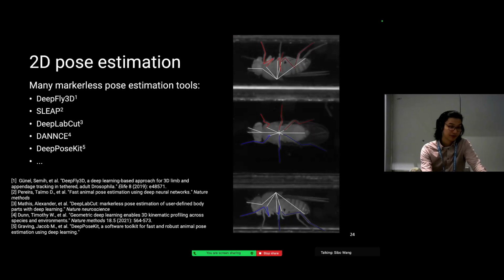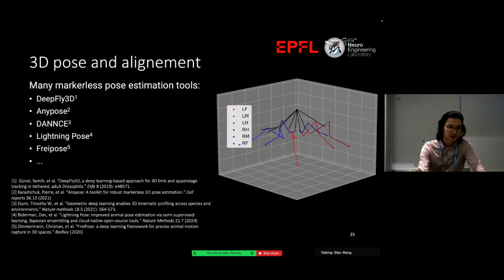Each step is kind of independent of each other. So for example, with 2D pose estimation, there are a lot of great tools nowadays to accomplish this. A few years ago, a former PhD student in Pavan's lab developed DeepFly3D. There's also more general things like SLEAP or DeepLabCut, etc. For 3D pose estimation and alignment, there are also a lot of tools.